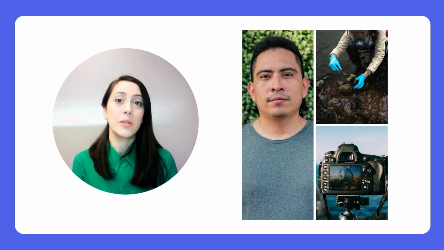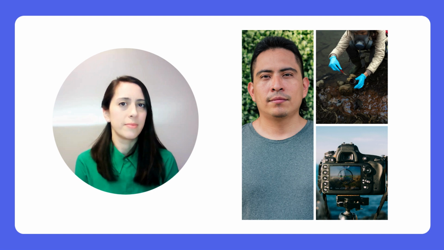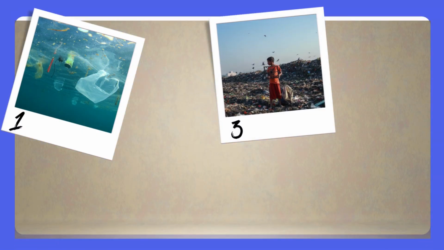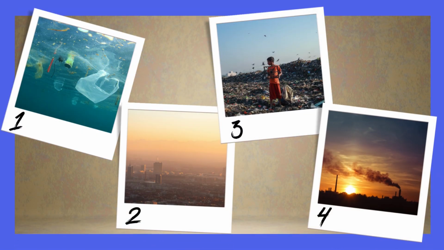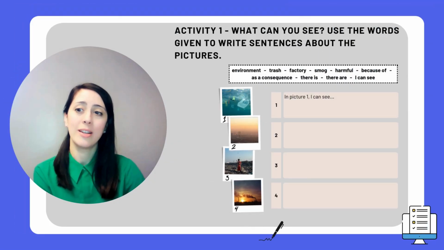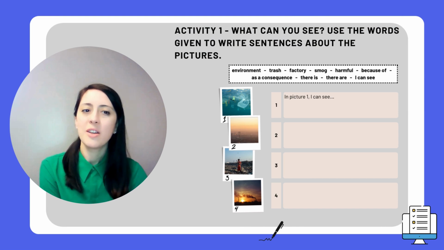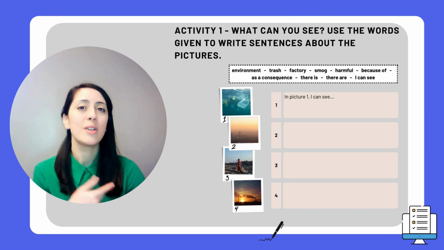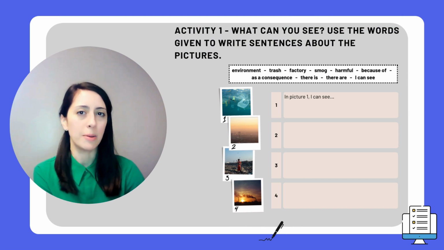Federico is a biologist and an amateur photographer. Look at the photos he took. Activity 1. What can you see? Use the words given to write sentences about the pictures.